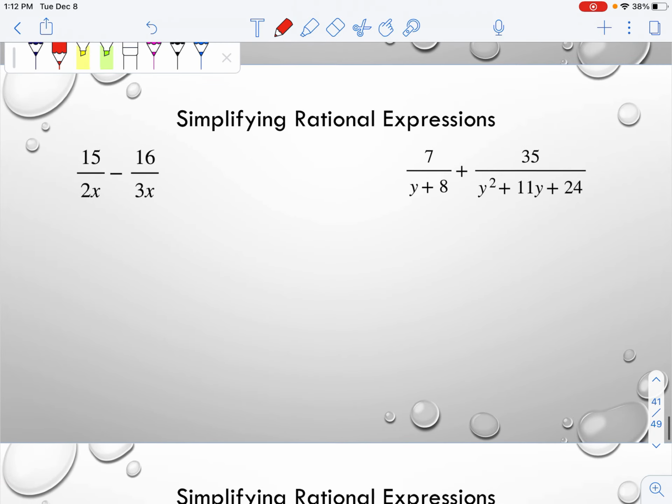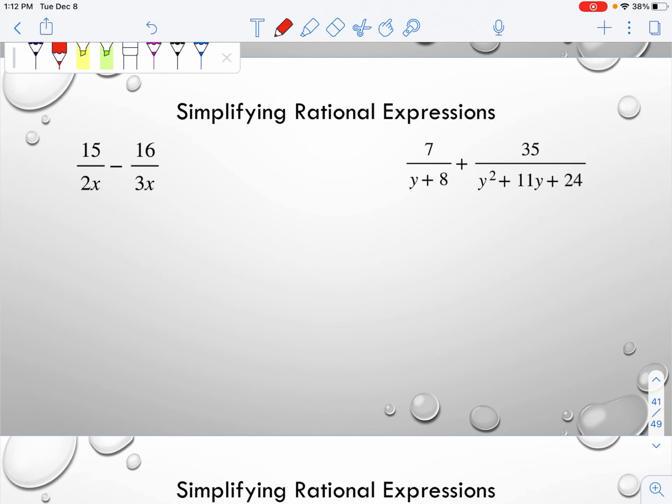What happens if we don't have common denominators? Well, we have to force it to be common denominators. Looking at this next one, our denominators are 2x and 3x. So we already have an x in common here. I can turn a 2 into a 3 and a 3 into a 2. So I'm going to multiply by a giant 1 of 3 over 3 for that one, and a giant 1 of 2 over 2 here. So that gives me 45 over 6x minus 32 over 6x.